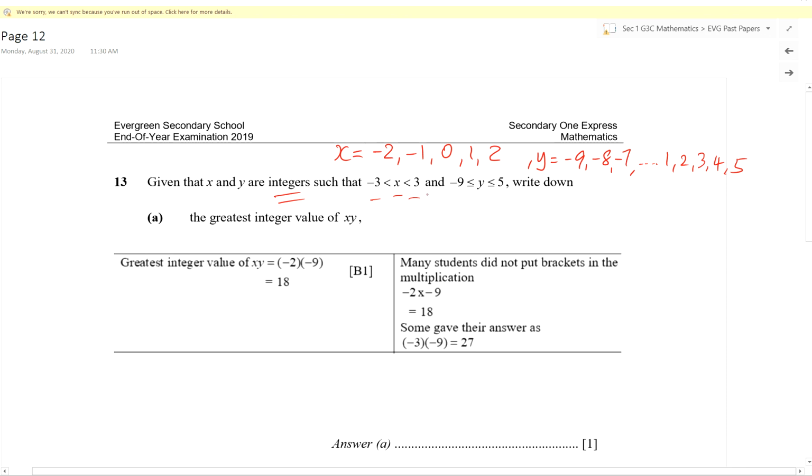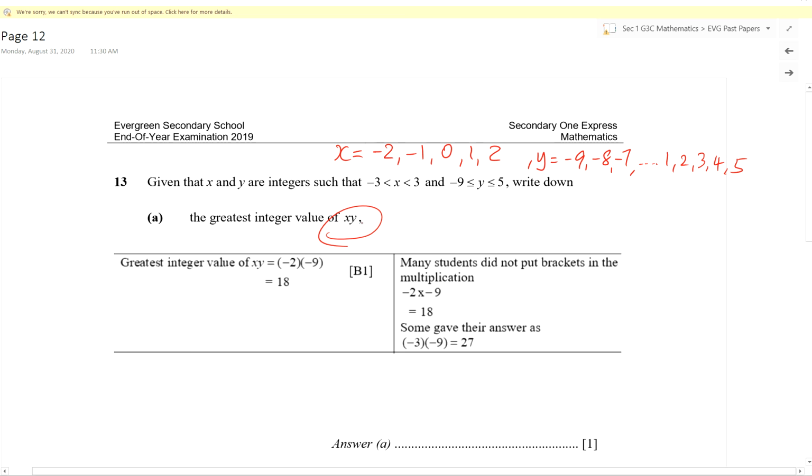So notice the difference in our symbol. This doesn't have an equal sign at the bottom, whereas this has. So our y value can include negative 9, it can include 5. But our x value cannot include negative 3. It also cannot include 3. That's the difference in the sign. So now based on these values, find the greatest integer of x multiplied by y. You can choose any x, you can choose any y, but what is the largest possible x times y?